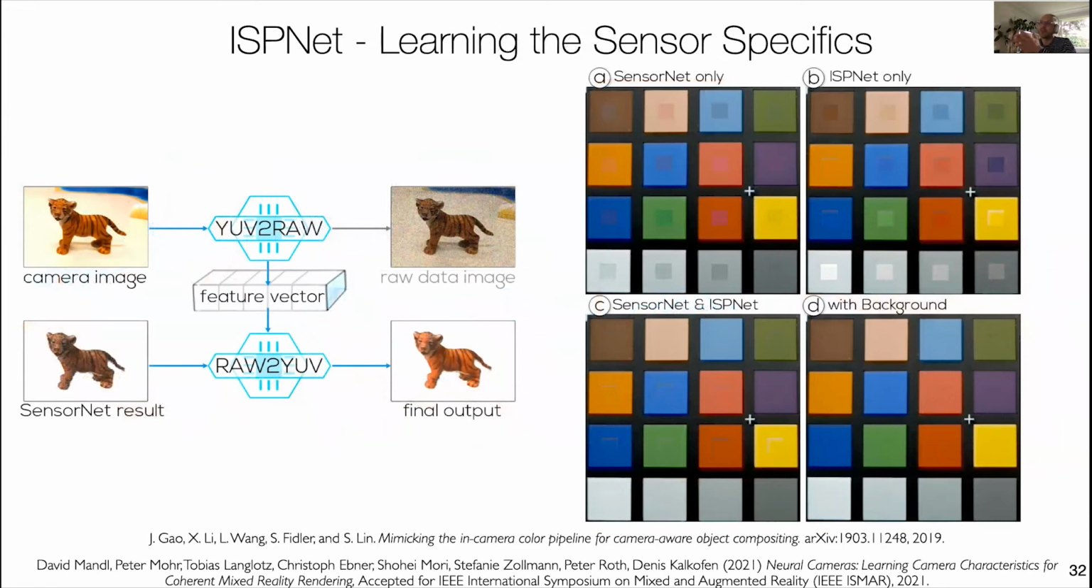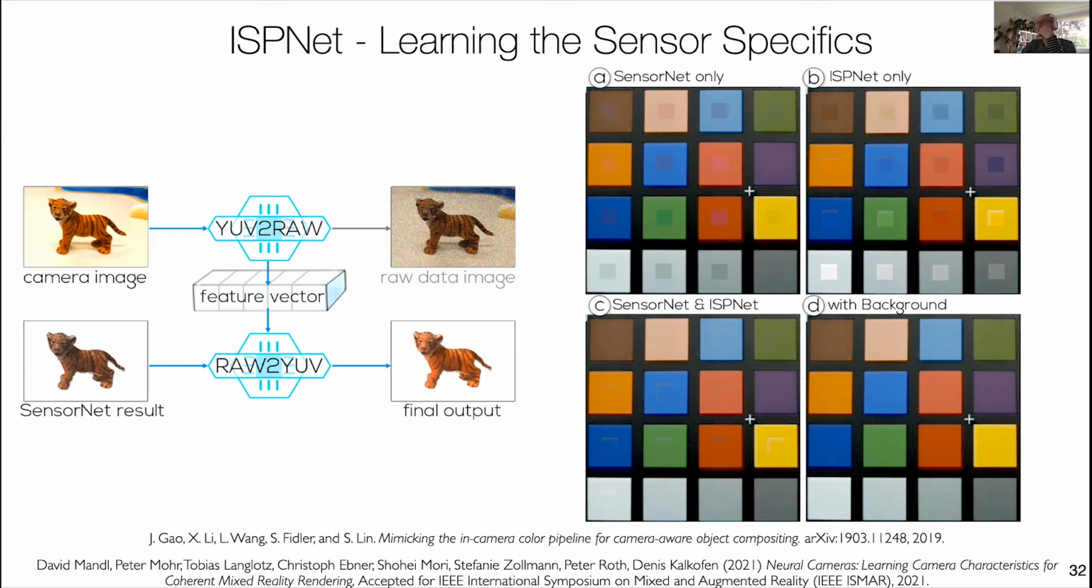Here we had a small network, but we used some prior work, because some people had looked into that before. There is a recent arXiv paper from Gao that did exactly this. They learned the ISP by having a lot of camera images, the resulting images, but also the raw image data, and they learned the raw conversion with everything else that's going on. Once you have learned that, you can revert it and apply it to raw images to simulate the final output. And this is exactly what we were doing there.